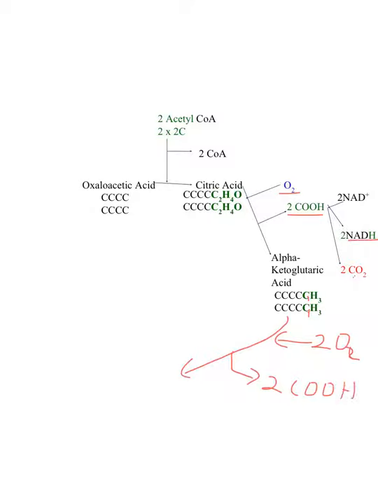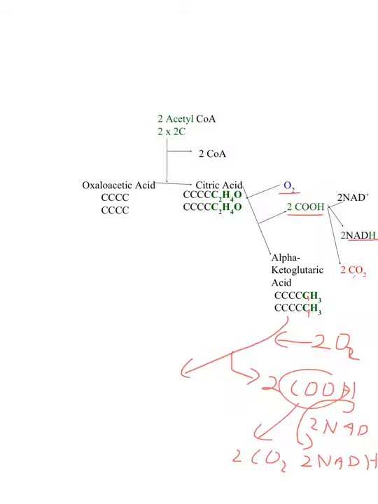and once again, the hydrogen can get picked up by NAD, and we're going to need 2 of them because we got 2 carboxyls, and we end up with 2 NADHs. CO2 is just a waste, so we end up with 2 more carbon dioxide, which are a waste.